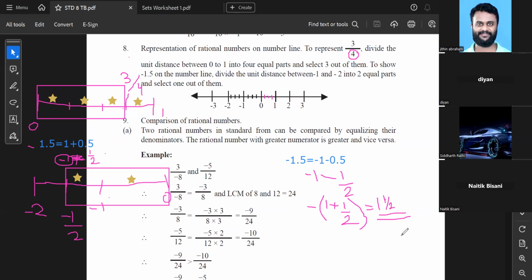I hope I'm clear. With a negative sign, obviously. ये जो बाहर डाला हुआ negative sign है वो भी रहेगा. Okay, sir. And how did you make the number line for -1/2? That also I didn't understand.